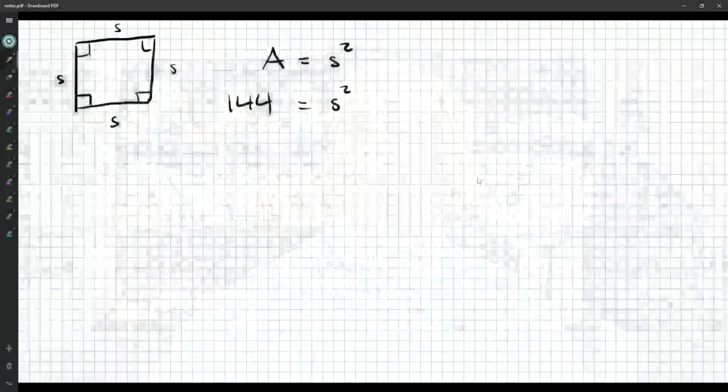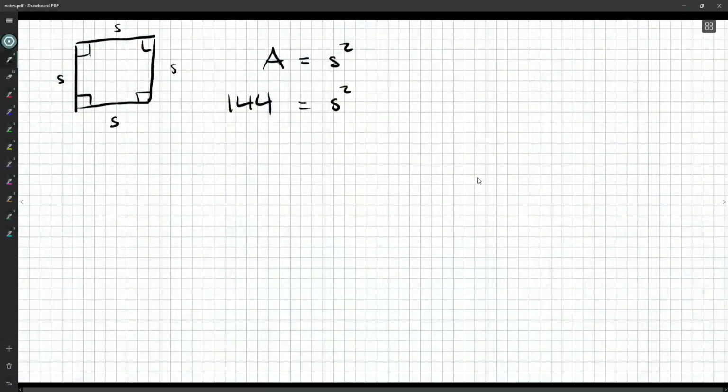Of course, if you don't know that, you might say, okay, 144 is side length squared. How can I get rid of that square? How can I just get S? And that's where you might need to grab your calculator and use the square root button. Okay? So we could rearrange this expression and say, well, let's square root both sides.